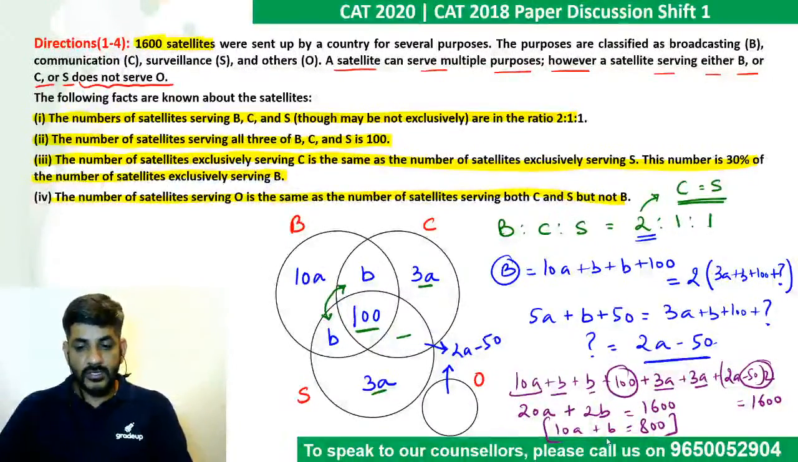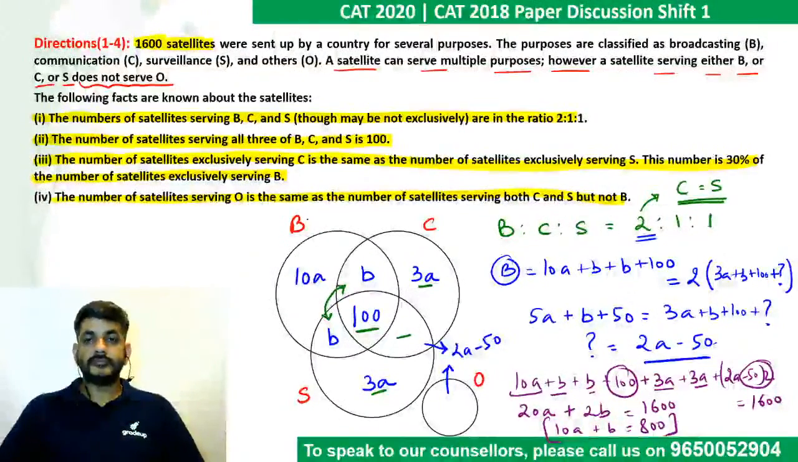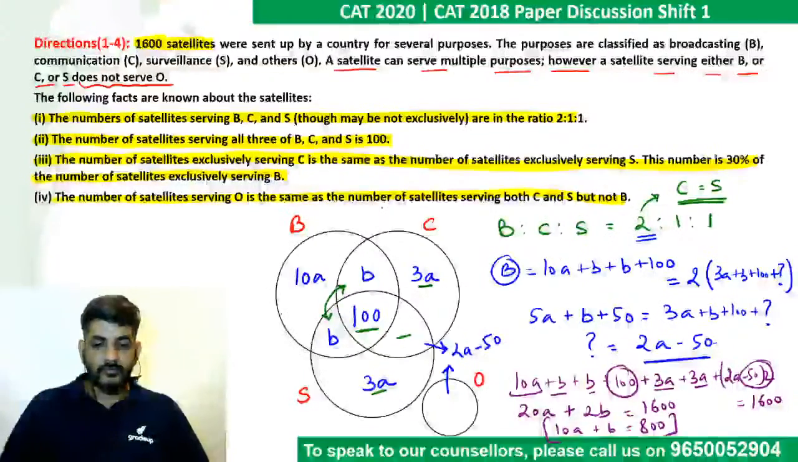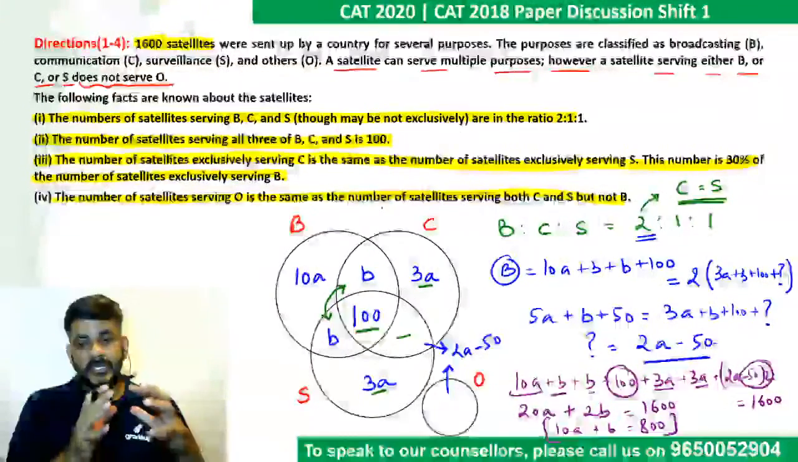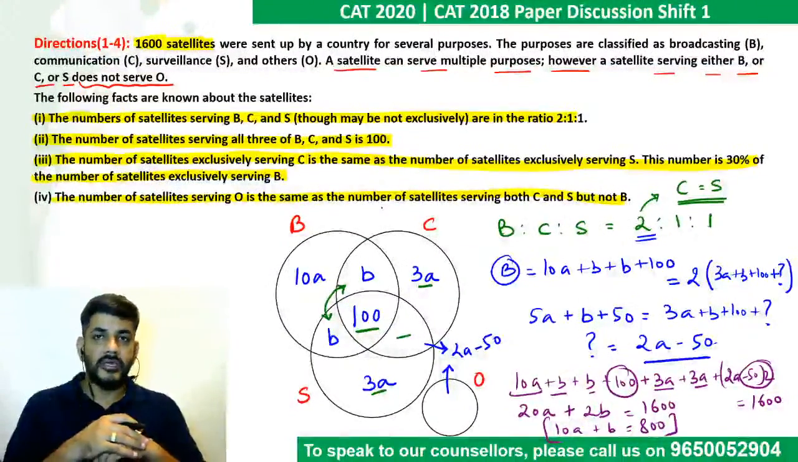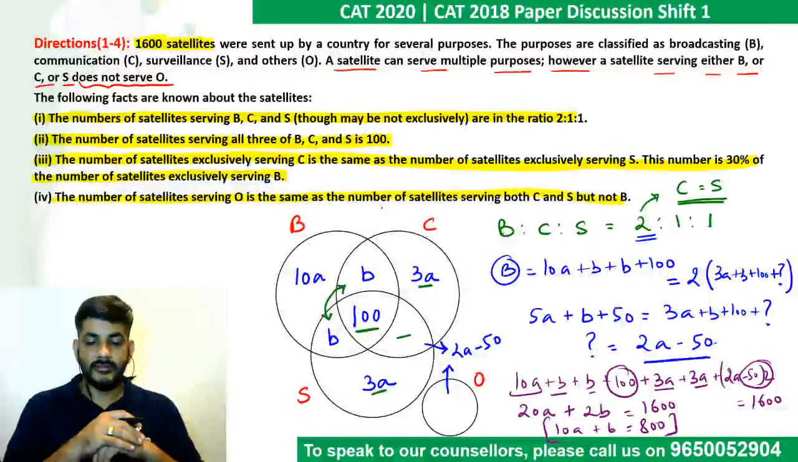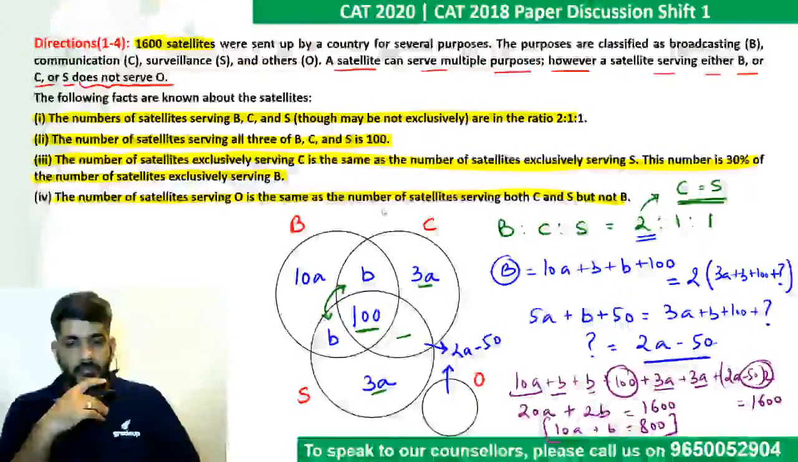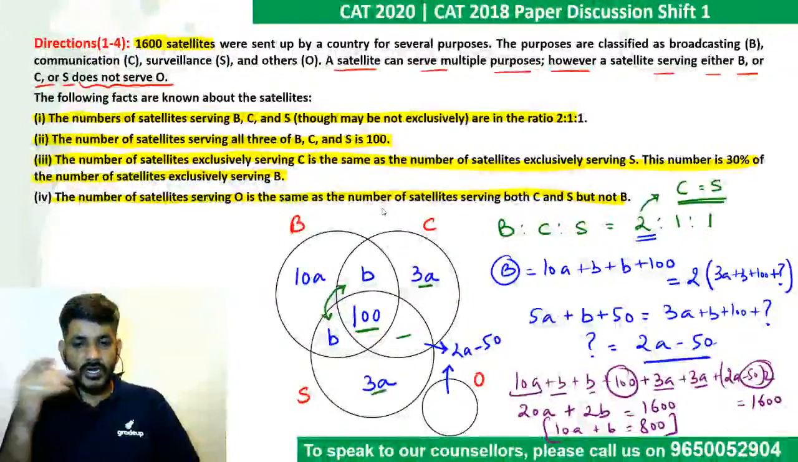From here I get to know that 10A plus B is equal to 800. I hope you people have understood this portion till now, that we have got this equation. Where did we get this equation from? All these areas in these Venn diagrams should all add up to 1600, so 10A plus B is equal to 800. I hope no problem in this area now. Please ask any question. Wherever you have a doubt, you can ask me, guys.